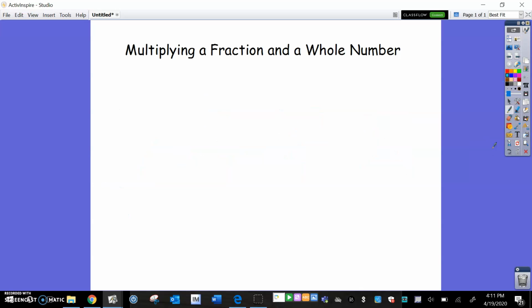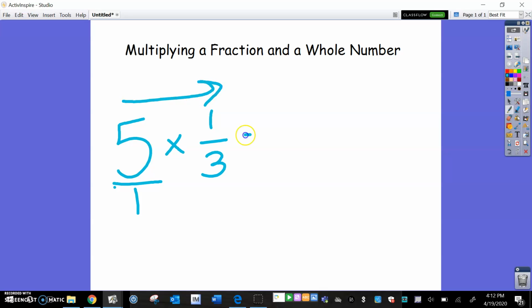All right, I'm going to do one more problem for you guys before I put up your examples that you guys are going to do on your own, and then I'll go through the answers. 5 times 1/3. I have to put my 1 under my whole number so I can multiply straight across. And then I'm going to do 5 times 1 is 5. 1 times 3 is 3.